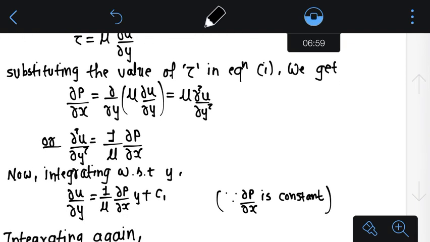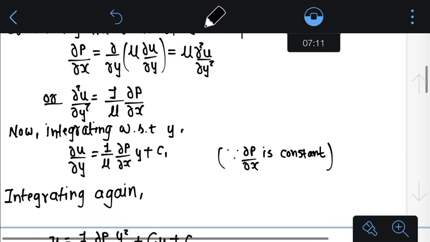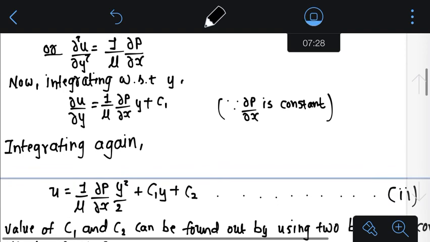And as I just said, we have to derive the equation for the velocity here, so we need to integrate with respect to y on both sides. If we integrate with respect to y, it would be ∂u/∂y is equal to 1 upon mu into ∂p/∂x into y plus c1, because this ∂p/∂x is constant, so it will come outside the integration as a constant. Here c1 is the constant of integration. This is the first integration, because we have to go for another integration to get the value of u.